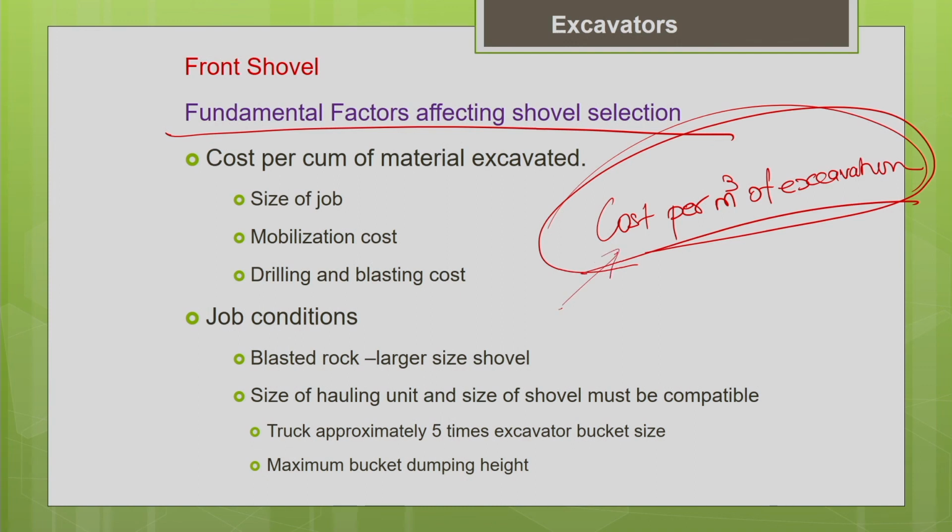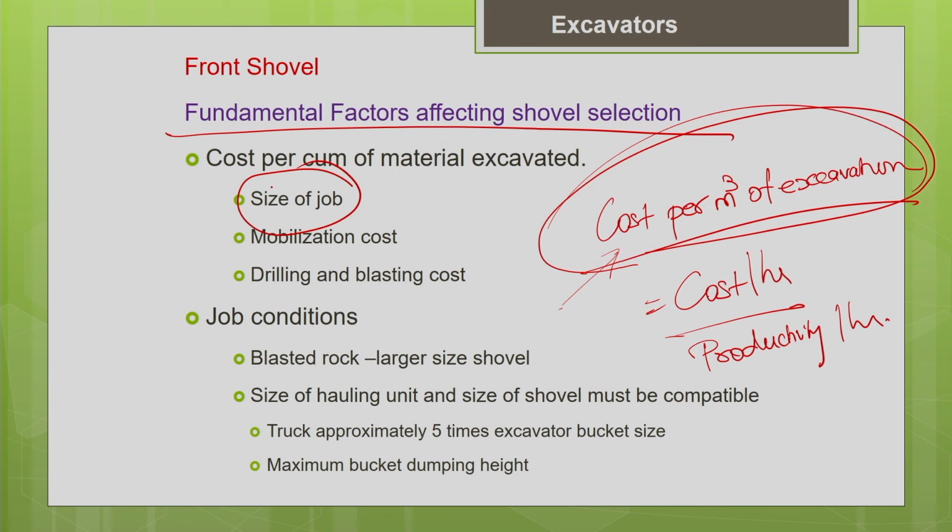So how to estimate that? You need to know the cost associated with the machine, and you need to know the productivity of the machine, the hourly productivity. If you know these two data, I can find the unit cost of excavation associated with the machine. Whichever machine is going to give me the minimum unit cost, I will select it accordingly. Basically, you have to select the machine based upon the size of your job. For a machine which has to handle a very huge quantity of material, I have to go for a bigger shovel. The size of the job will decide the size of the machine.